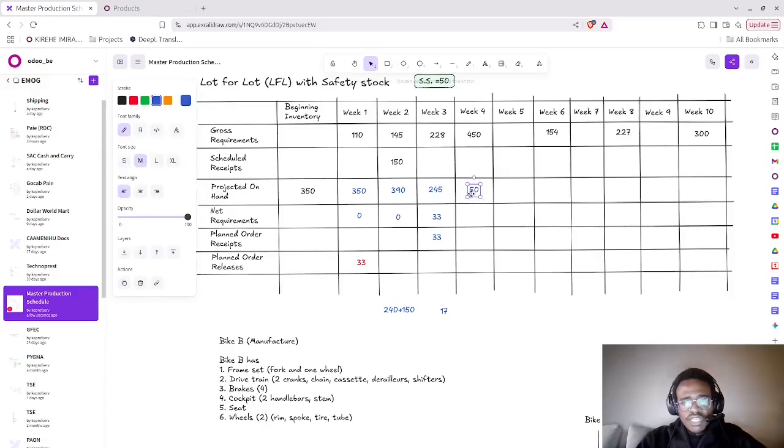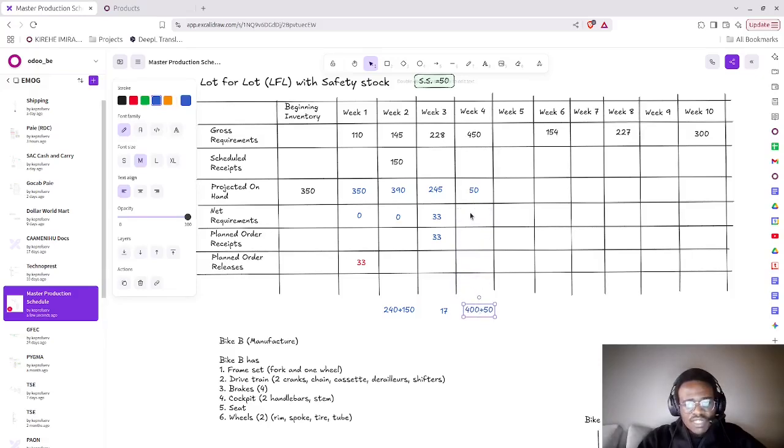So if we have 50 and we have a demand of 450, it basically means that we have a net requirement of 400. But remember, we have a safety stock of 50. So basically if we order 400 and we add to the 50 that we already have, and we supply a demand of 450, we'll be left with 0 bicycles. So basically you want to order 450. So you have a net requirement of 400 plus the safety stock of 50.